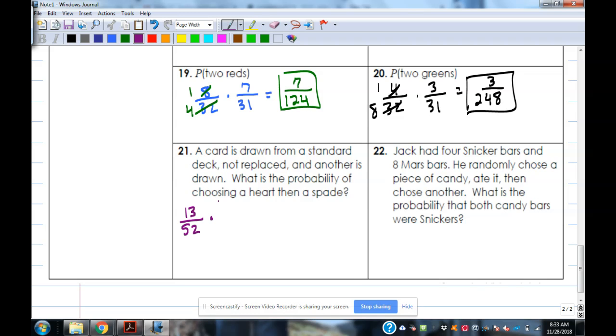We pull that out. Let's say we got a heart and we laid it over to the side and we didn't put it back. What's the probability of picking a spade? 13 over 51. Cross cancel if you can. This will reduce to 1/4. And then we get 13 over 204.